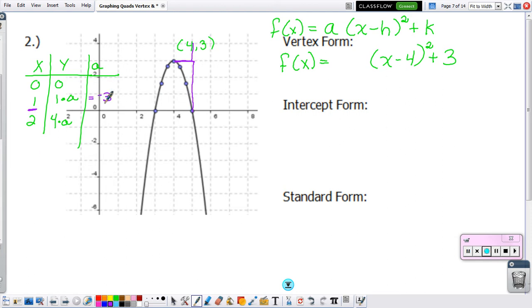So you can solve your equation. It's a very simple one. 1a equals negative 3, or a is simply just negative 3. And I'm going to fill in my a. And I have the equation written in vertex form. Let's look at one more of these.